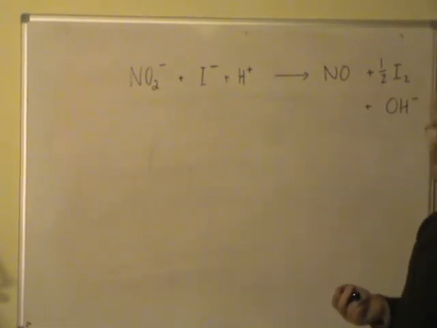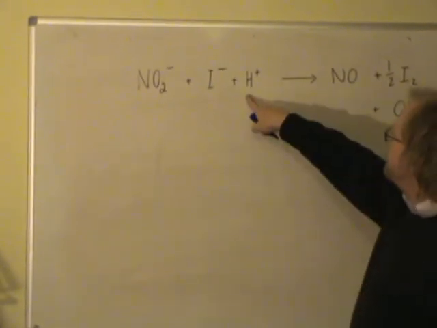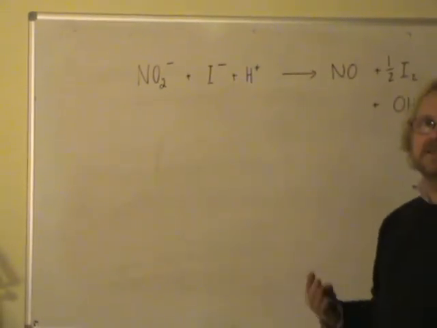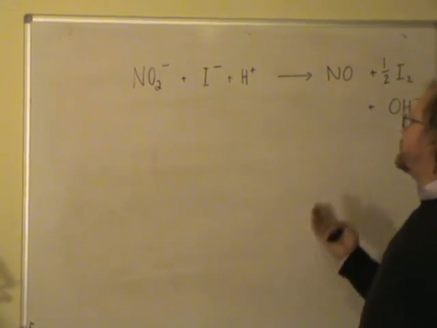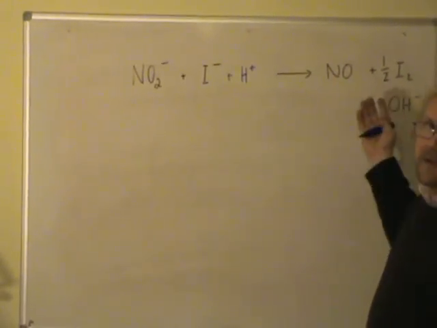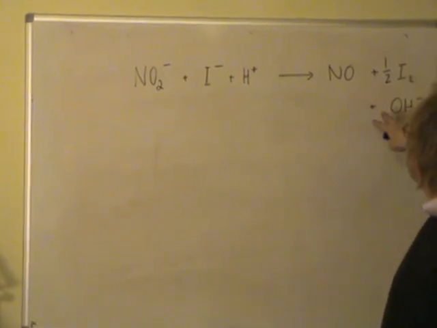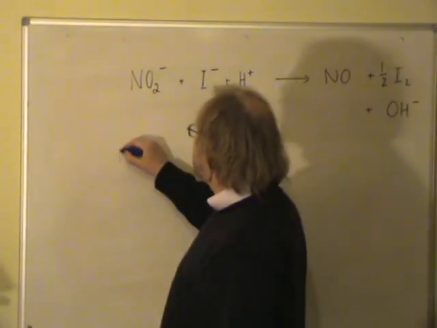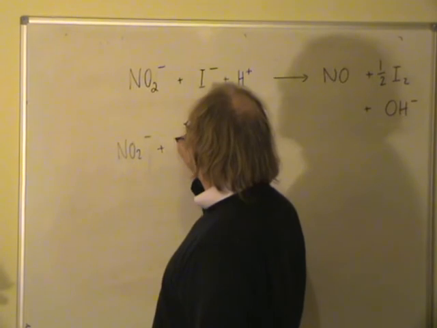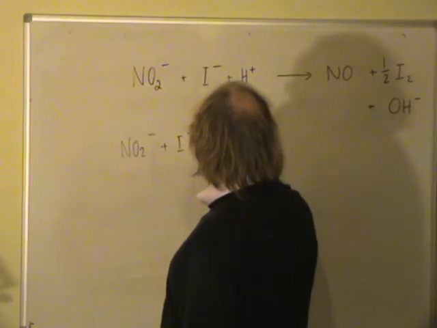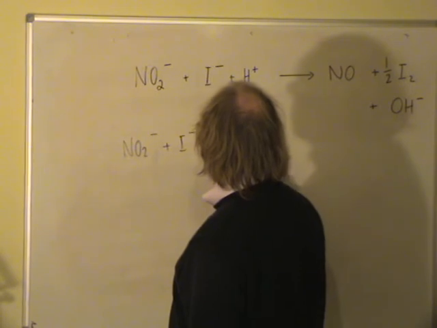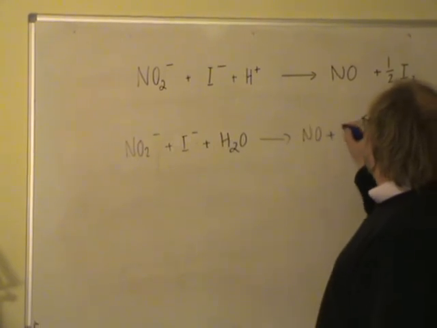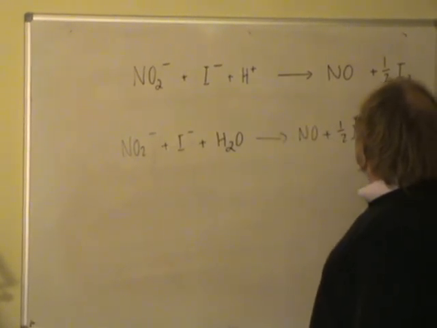So that would do. It's a slightly strange equation because you've got H plus on one side, so an acidic solution reacting to produce an alkaline solution. It tends not to work like that. It tends to be that if you've got H plus on one side, you get water on the other side, or in this case we were told we had OH minus on this side, so we would have water on that side. So a slightly better version of that equation would be NO2 minus plus I minus plus H2O instead of the H plus will give us NO plus a half I2 plus 2 OH minus.